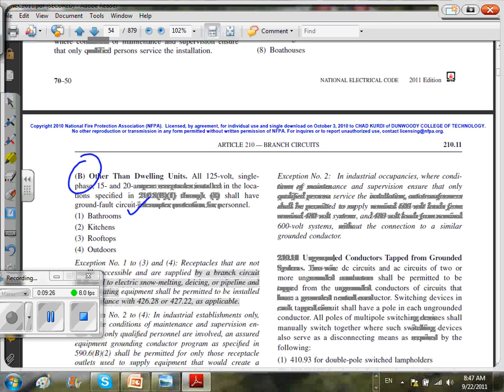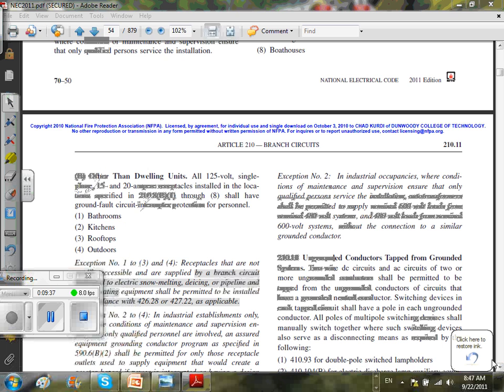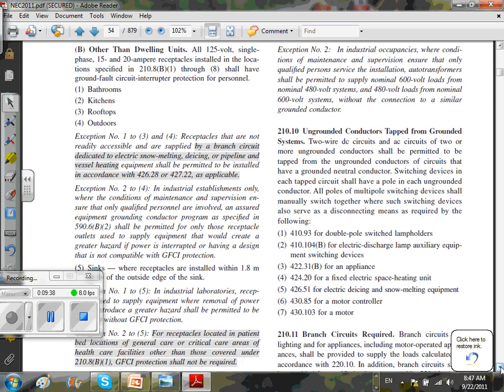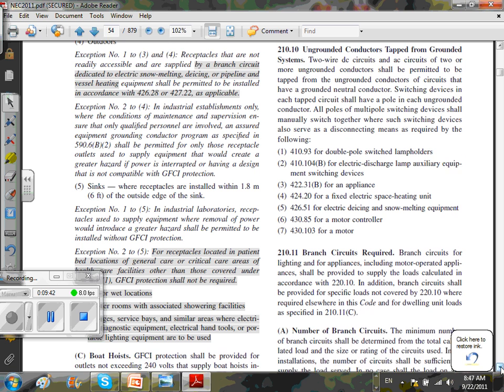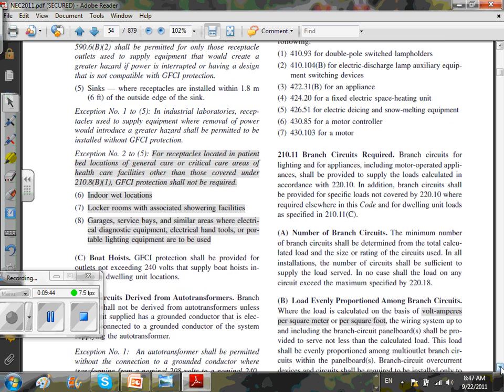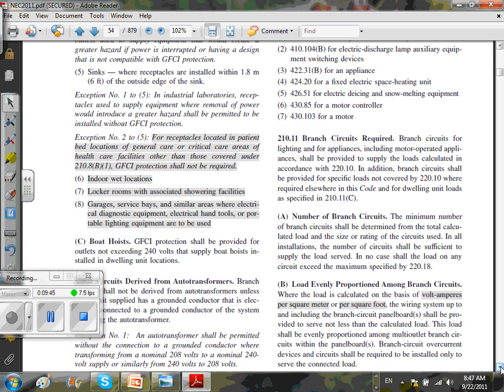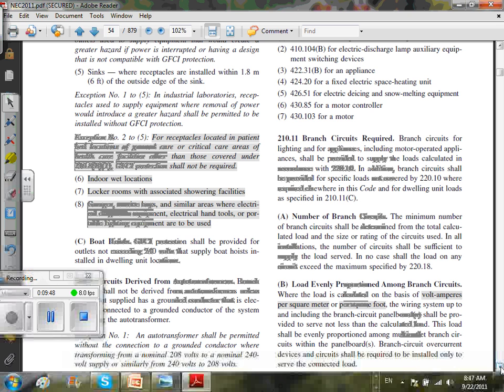So here's bathrooms, kitchens, rooftop units, outdoors. And if you go down, there's sinks. These are non-residential. If you go a little bit down, it will take you to the sinks too. There's some exceptions; I'm not going to talk about the exceptions. There's sinks and boat hoists and so forth. These need ground fault circuit protection. Any question about the ground fault circuit protection location based on the code highlighted?